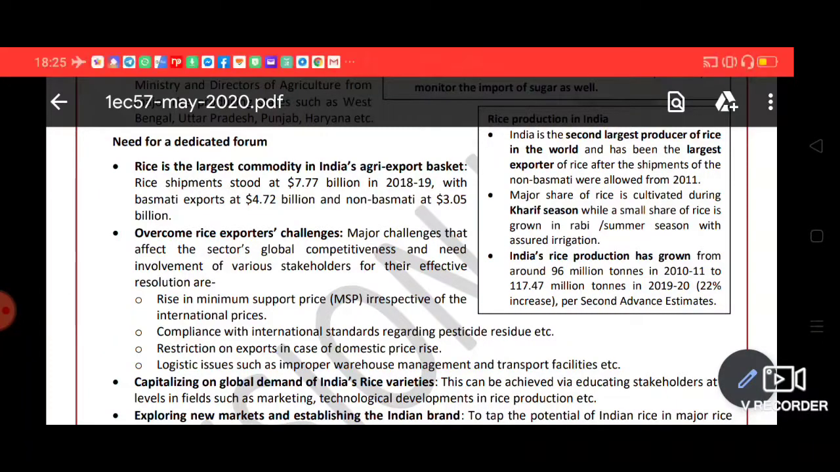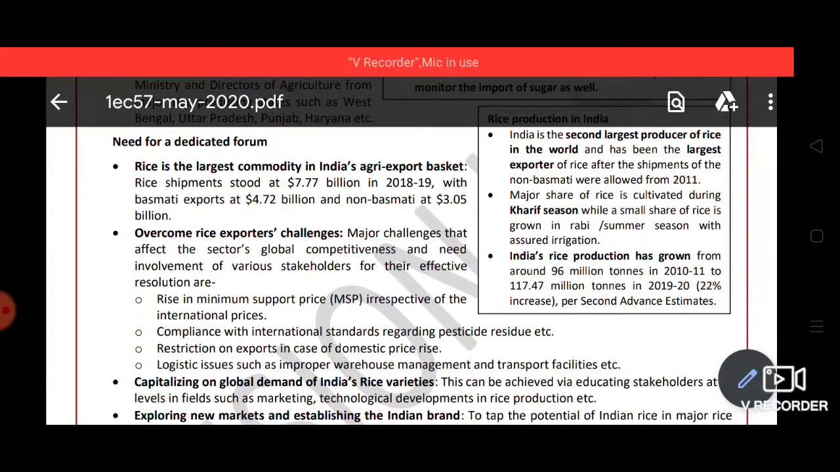Second is overcome rice exporters' challenges. Major challenges that are faced by the exporters or the stakeholders are rise in MSPs irrespective of international prices, compliance with international standards regarding pesticides, residue, etc., restriction on exports in case of domestic price rise, and logistic issues such as improper warehouse management and transport facilities. So these are the challenges faced by the rice growers or rice exporters.